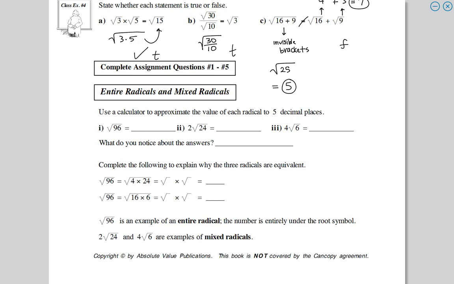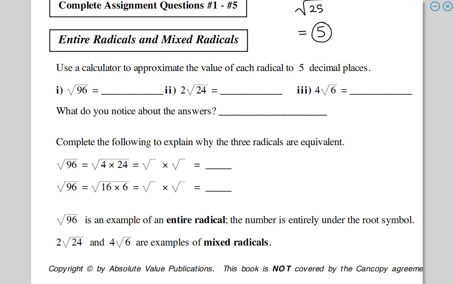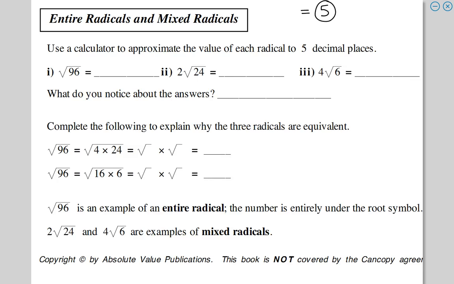Okay, entire and mixed. This is a review of Math 10. Okay, use a calculator to approximate the value of each radical to 5 decimal places. All these are probably going to be the same. I'll do these quick for you. I'll explain. So I got 9.8. 5 decimal places, eh? Well, let's do 1 decimal place. 9.8. And if you look on your calculator, they're all the same. 7, 9, 7, 9, 5, 8, 9, 7, 1. Okay, so they must all be equivalent.